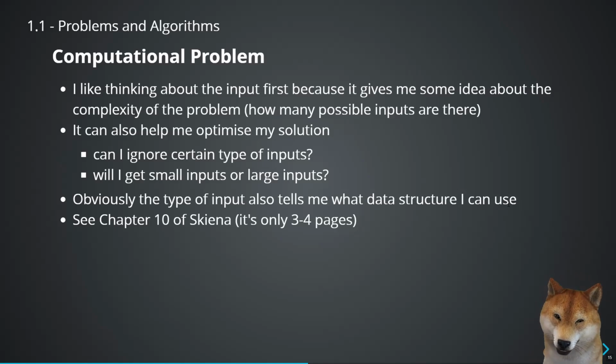What kind of inputs will I be getting? Will I be getting small inputs all the time? Will I be getting large inputs all the time? Do I really need to optimize my code so that I can handle small inputs or large inputs? Also, the type of input will tell me what kind of data structure I can use. So these are the considerations you need to have when you're trying to solve a problem. You can see chapter 10 of Skinner. It really is only about 3-4 pages. We'll talk more about chapter 10 later. It's basically a guide on how to solve a problem. This is something you should have as a handy guide every time you have a problem to solve.